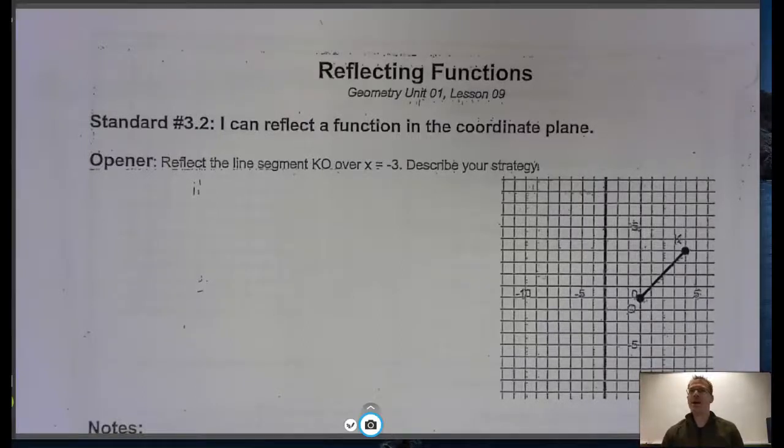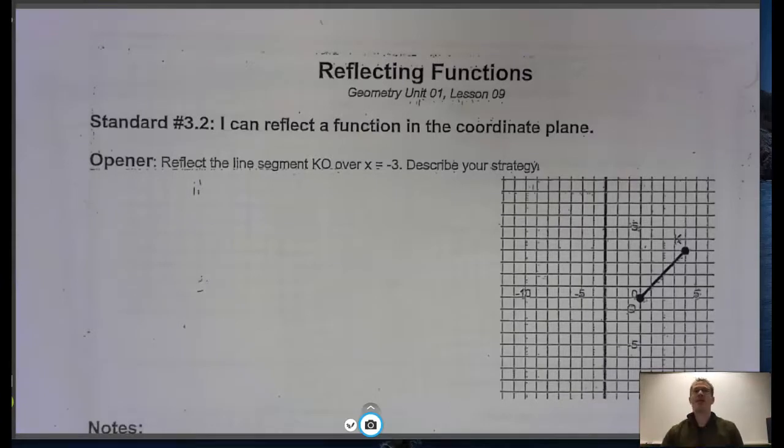Right, and we're back to talking about reflecting with functions. This is our Unit 1, Lesson 9, and this begins on page 36 of your workbook. All right, and so we've already talked about translating functions in our prior lesson, and we're going to talk about reflecting functions. And you're going to see that there's going to be a lot in common with what we did with our shapes and our segments when we did reflecting polygons a bit earlier in this unit.